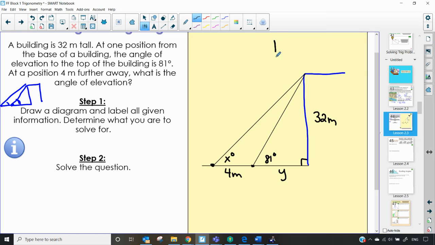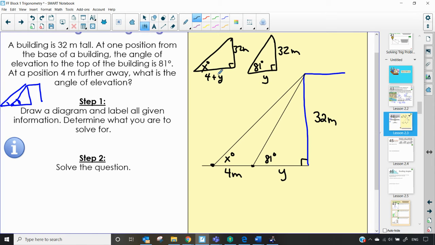When we have nested triangles, it's often a good idea to redraw your triangles. So we have one triangle here that has a height of 32 meters, has an angle of 81 degrees, and we don't know what the horizontal length is. We have another triangle that also has a height of 32 meters. So this is another example of something with a shared line. It's just a little harder to recognize because one triangle is nested within the other one. Our unknown is x, and we do know that y plus 4 is our horizontal length.